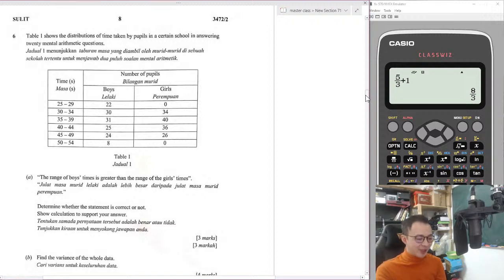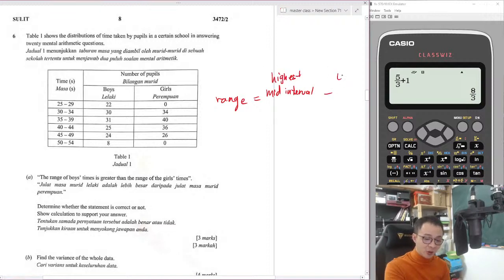Alright, so for part A, they ask you to find a range, and the question tells you the range of boy time is greater than the range of girl time. So right now I want to find a range. For grouped data, how we find the range is normally we use the midpoint, or we call it mid interval. Maybe I say highest mid interval minus the lowest mid interval.